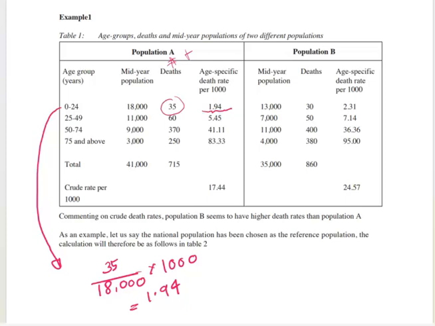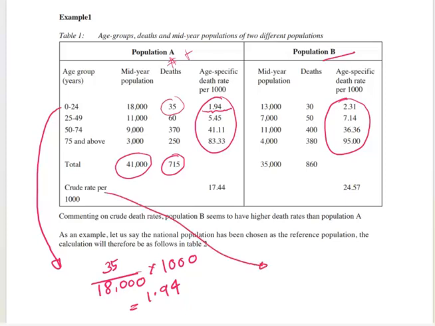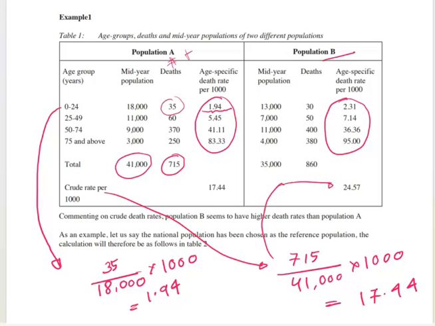A similar method is applied to population B, and we get the age-specific death rate per 1000 people for each subgroup. These numbers we are going to apply in the second table. We also calculated the crude death rate per thousand. To do that, we take the total number of deaths for population A and the total number of people for population A, and we get the crude death rate. You all know it's the total number of deaths per population times 1,000. The same method has been applied for population B, and we have the crude death rate 24.57.